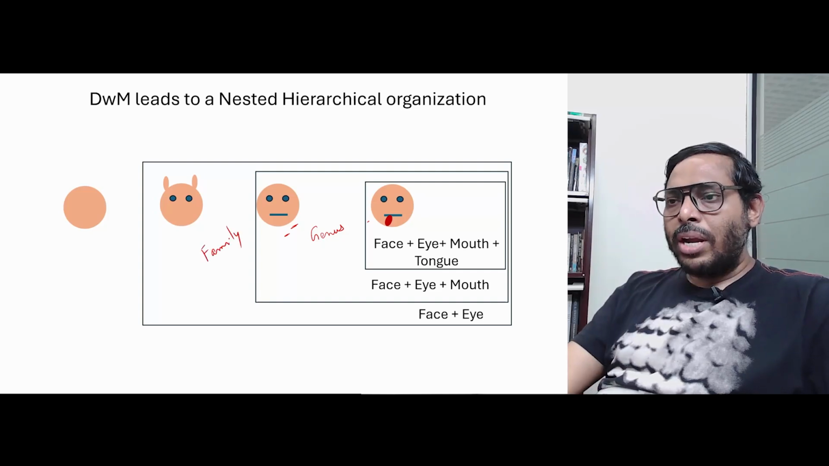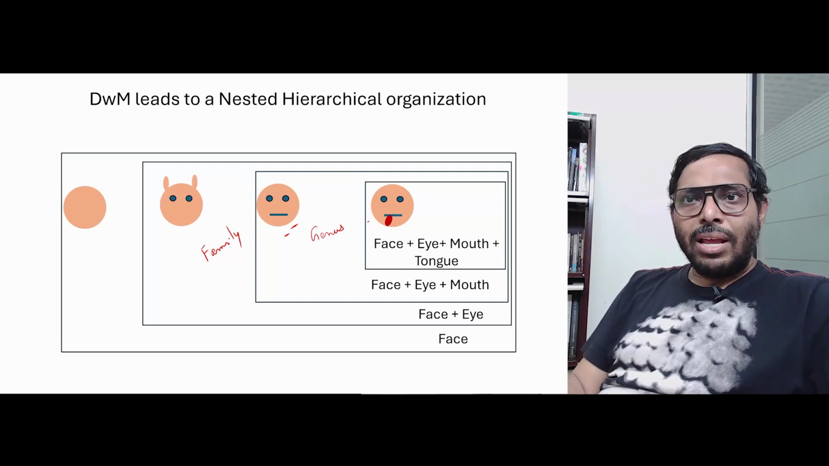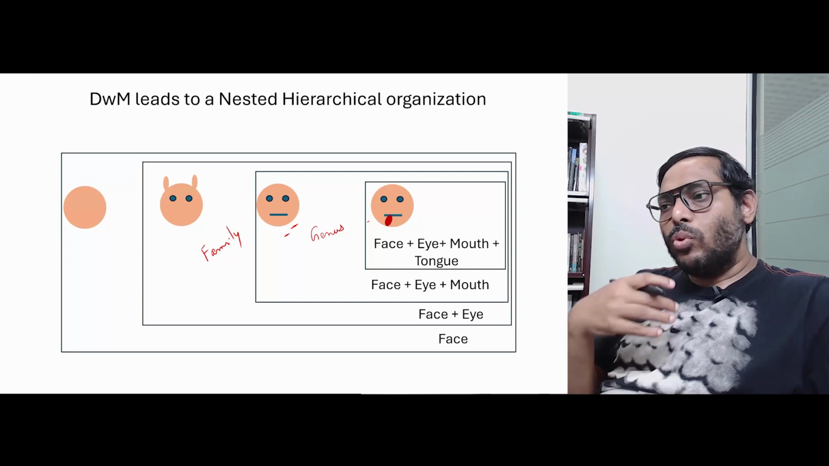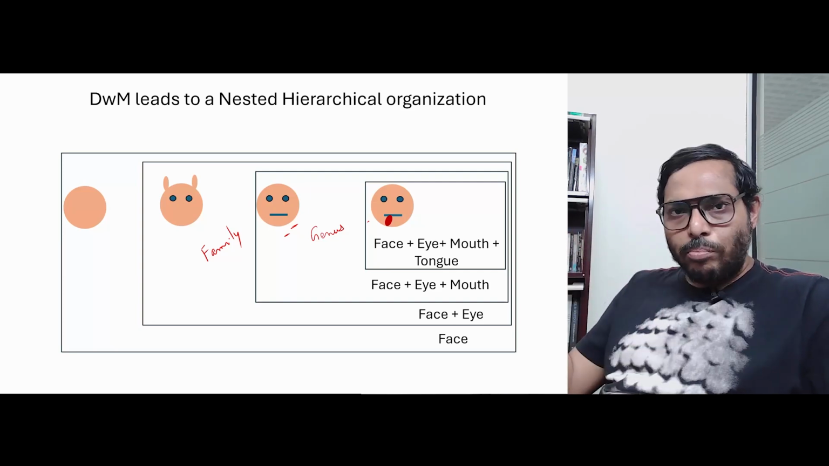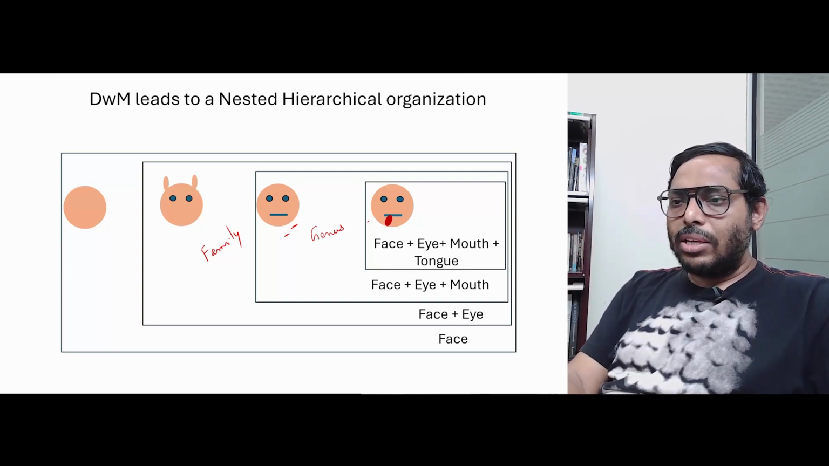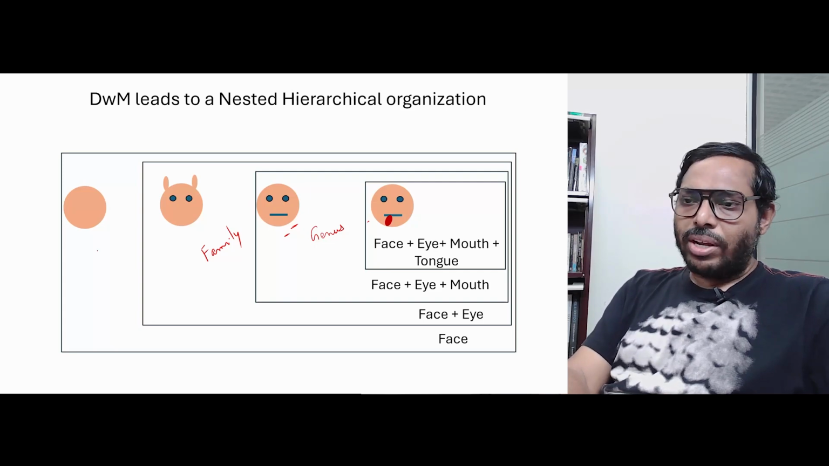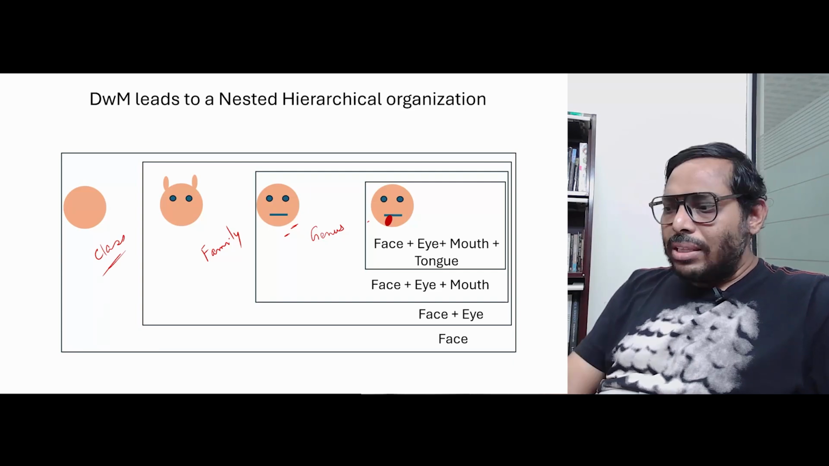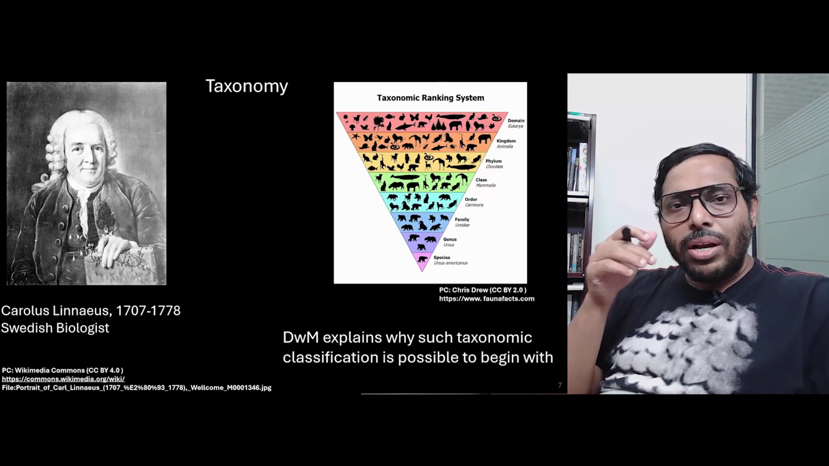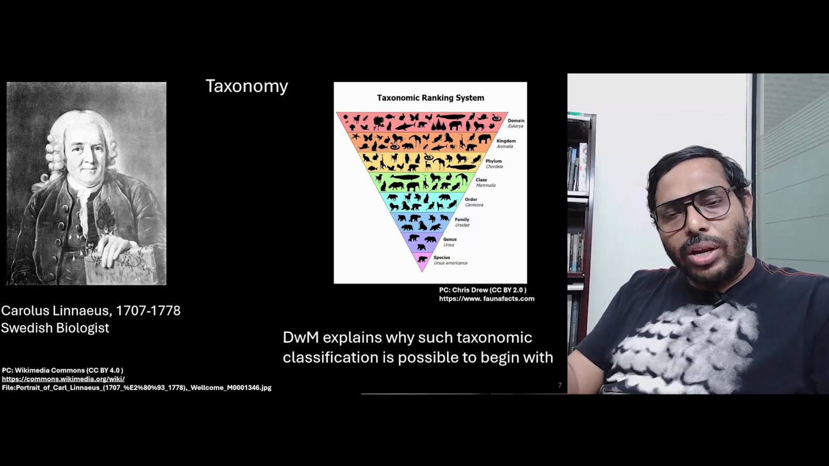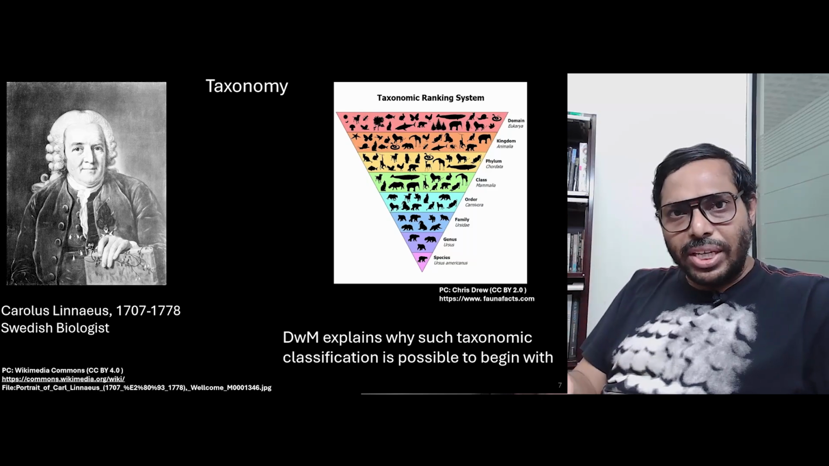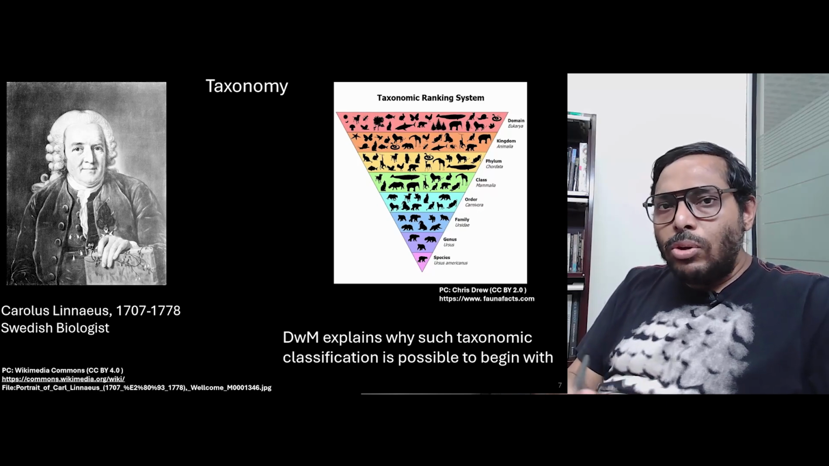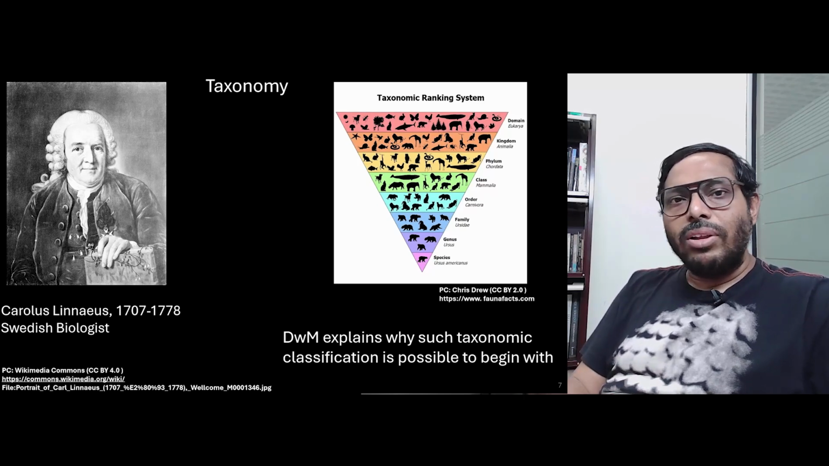And similarly, now you can take all 4 of them together and make a hierarchical group which only has the face as the common property across all 4 of them, and let us say you call these a class. So, you can see where this is leading to. This is exactly what Carolus Linnaeus was trying to do when he was coming up with his scheme of classification. And please appreciate, Carolus Linnaeus was not the first person to do this kind of nested hierarchical classification of living organisms.